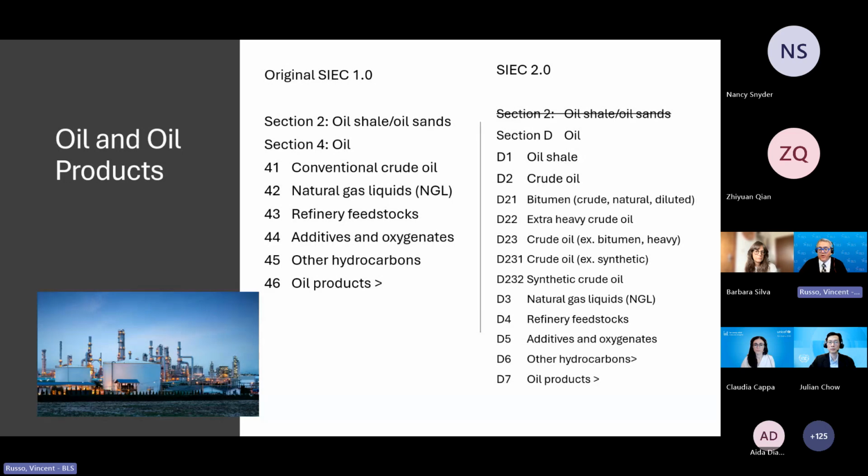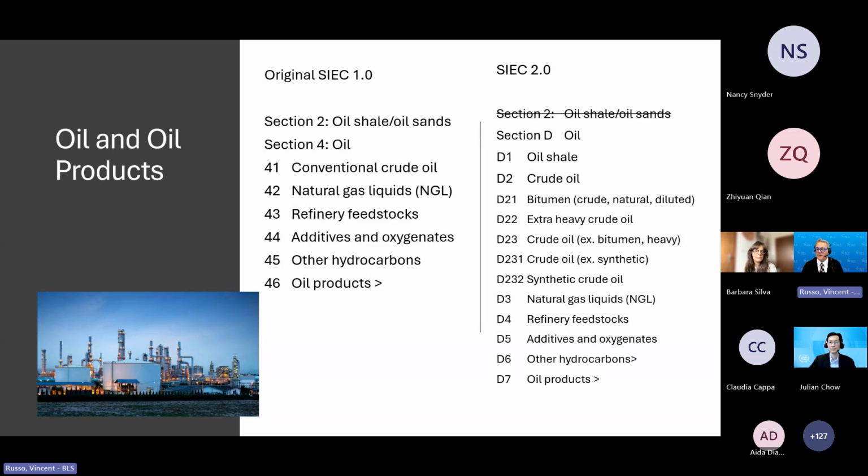For oil and oil products, we also saw some additional changes. Notably, we are discontinuing the use of the reference to conventional crude oil in the title. We now refer to just oil. The conventional concept really was more subjective, and so now we're referring in different ways to the different types of oil. So we have an expansion of the crude oil types here.